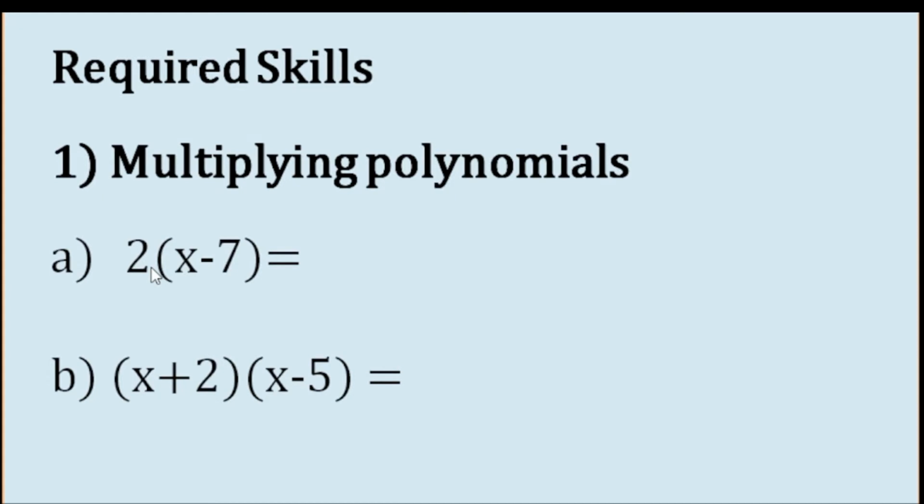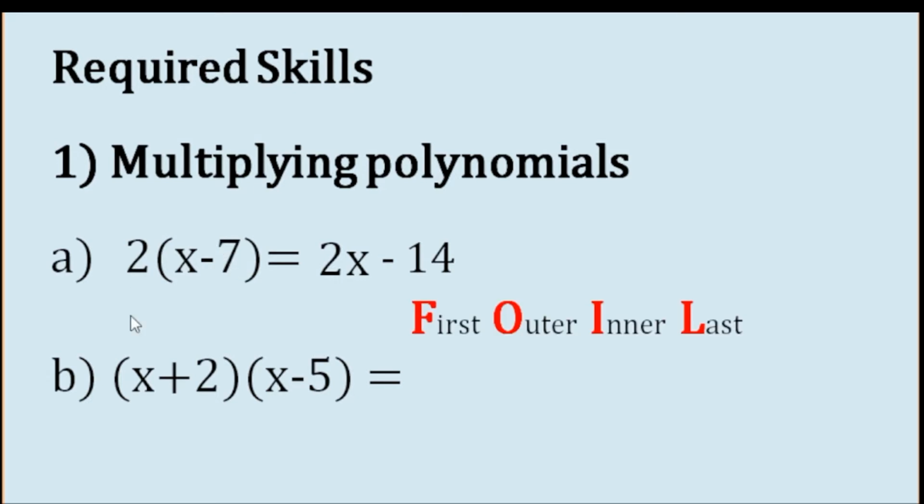Multiply 2 times the quantity x minus 7. We multiply 2 times x first, that gives us 2x. Then after that, we multiply 2 times the second term, negative 7, which gives us minus 14. That's our answer. Going to multiply two binomials, we can actually use the FOIL method.